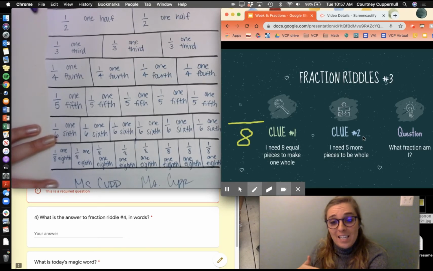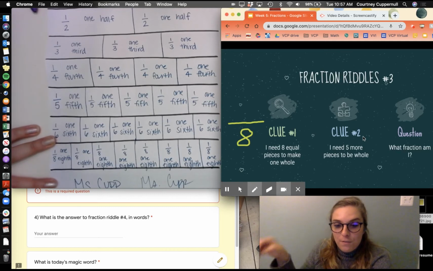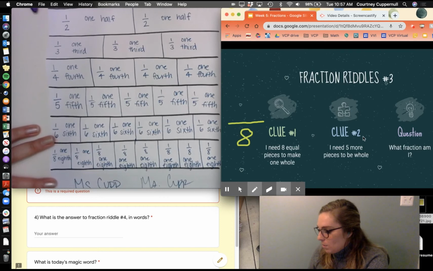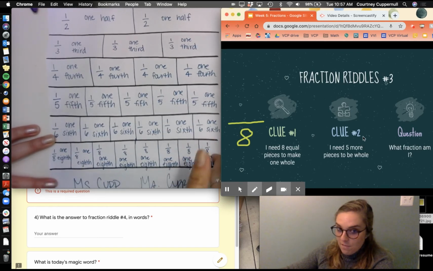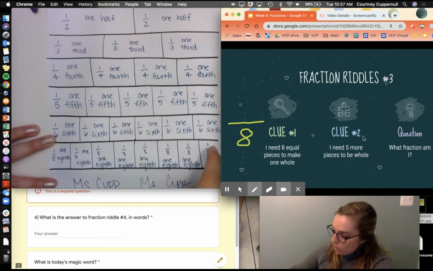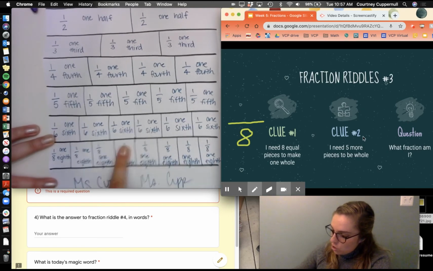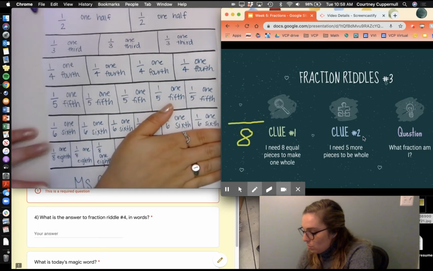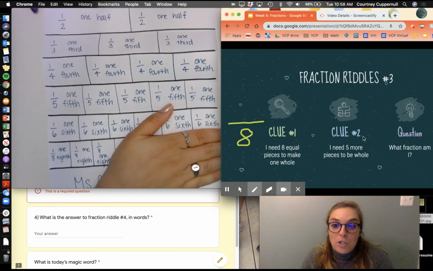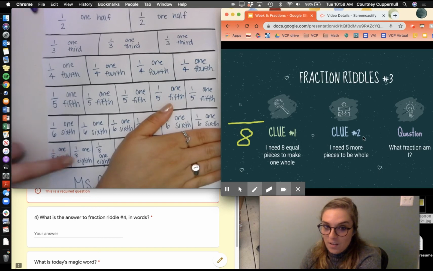It says I need 5 more pieces to be whole. So whatever fractional amount we have, I would need 5 more pieces for it to be whole. So I'm going to start at my whole right over here, and I'm going to count back 5 pieces. 1, 2, 3, 4, 5. So if I cover up, that's how many pieces I need to be whole. How many are left? 1, 2, 3. So the fractional amount that we do have, the fraction that is this riddle, is 3 eighths.